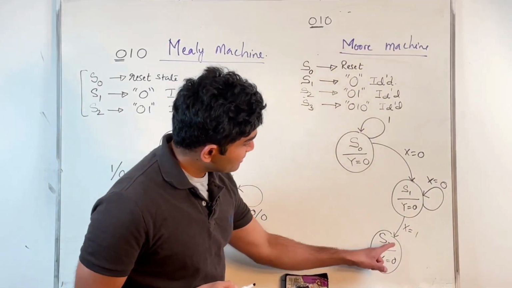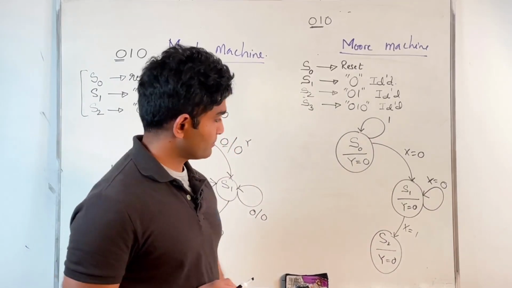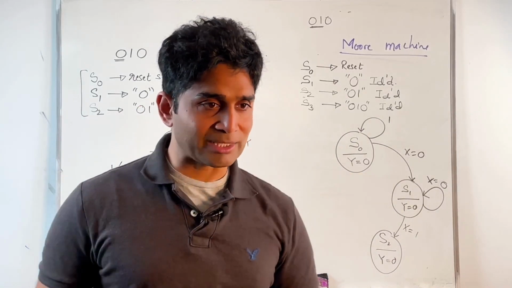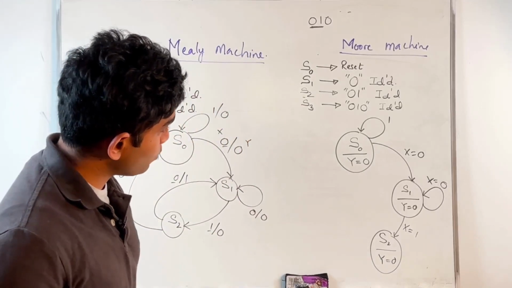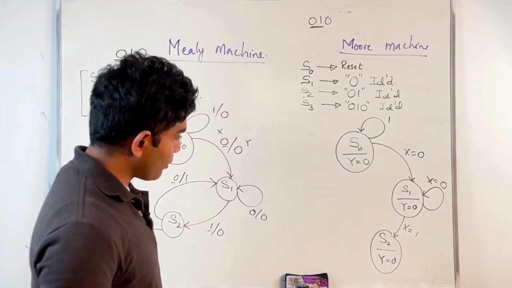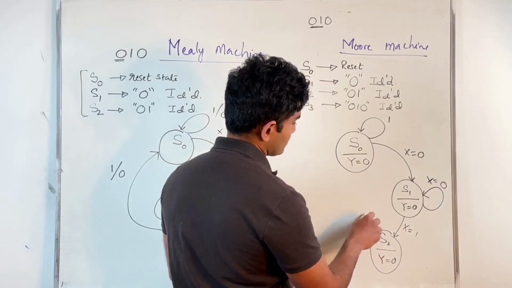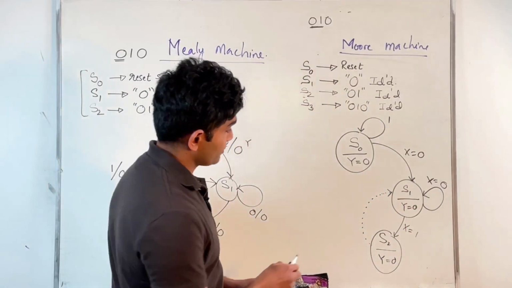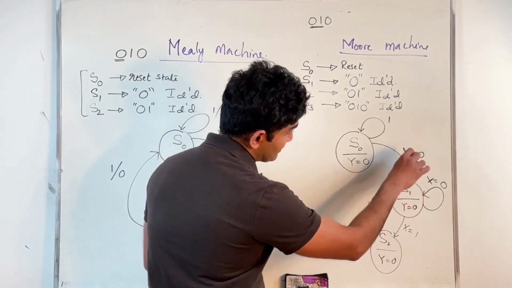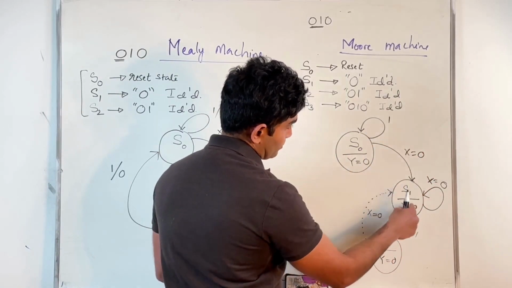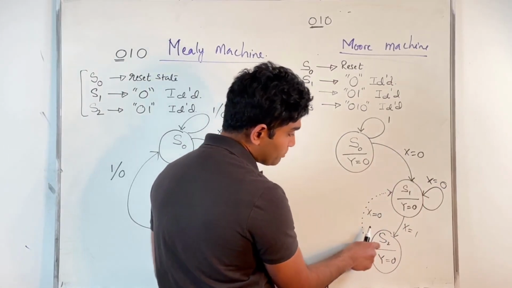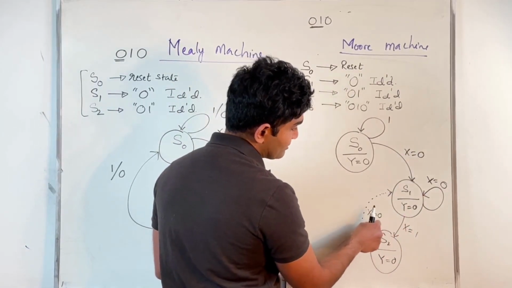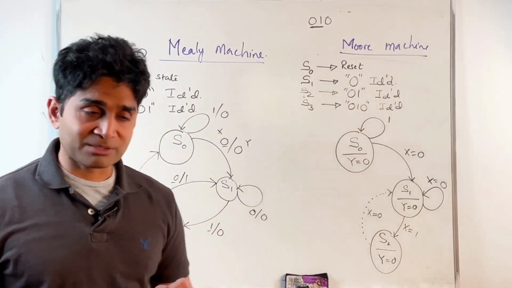Now I'm in S2 state. Let's say 0 occurs when I'm in S2 state. What should be my state transition now? Should I remain in the same state? Transition to S1. That's a possibility. But wait a minute. I have identified the sequence now, right? The sequence 0, 1 in my input stream got me to S2 state. Another 0, that means I have identified 0, 1, 0 in my input stream. That means my output has to be a 1.